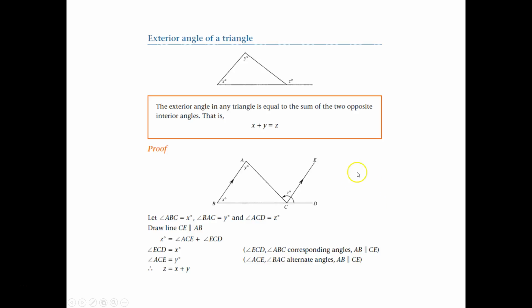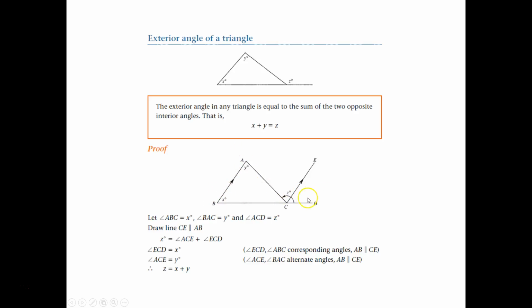Exterior angles of triangle. Basically, the exterior angle of a triangle is equal to the sum of the two opposite interior angles. So x plus y is equal to z. The proof in the book is done using parallel lines.